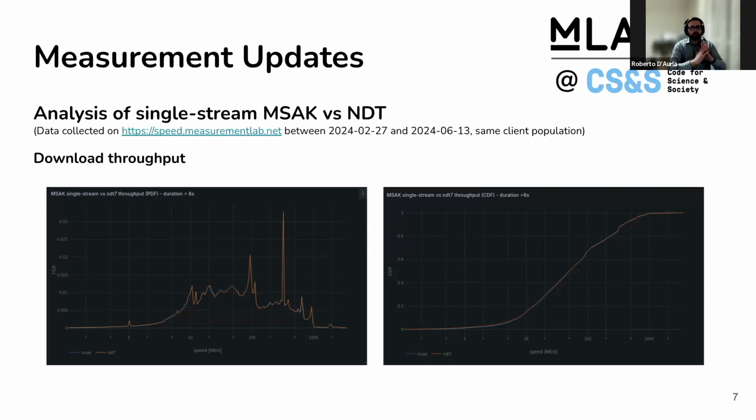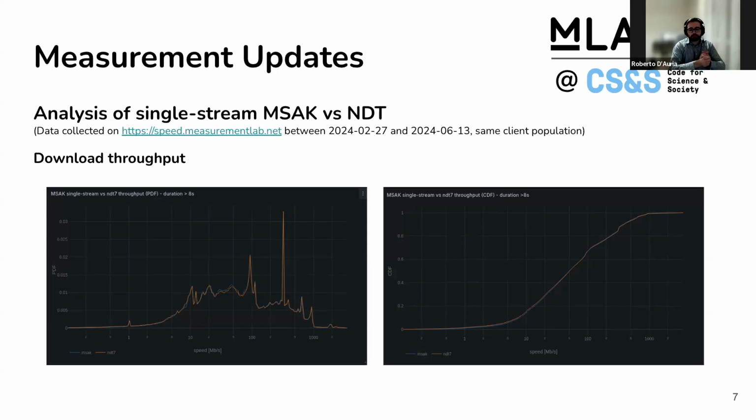The first thing we wanted to verify is that since MSAC is an extension of NDT7 to support multi-stream, single stream MSAC should perform the same as NDT7. And we expect that to be true unless there are implementation bugs. To do so, we ran a trial between February and June this year on speedmeasurementlab.net, where users would run both clients in random order to minimize the effect of shapers if one test always runs first. And these are the PDF and CDF download throughput for this trial in between these dates.